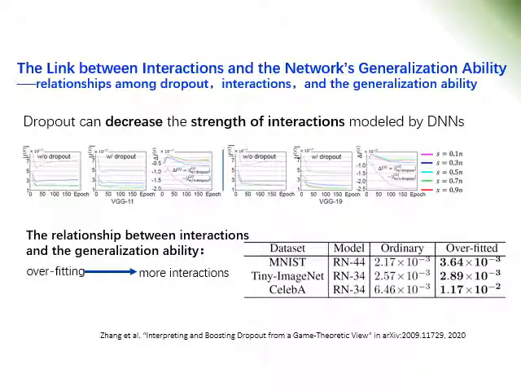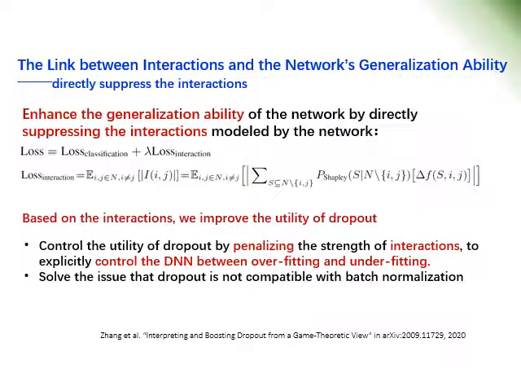This slide shows that the dropout operation can decrease the strength of interactions modeled by the DNNs. It also shows that when we penalize the interactions, we can boost the performance and reduce the overfitting level. More specifically, we propose a loss to penalize the interaction. And this loss can accurately control the DNN between the overfitting and underfitting.